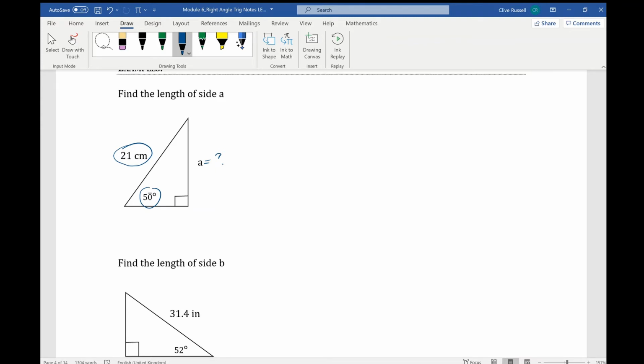Okay, the second thing was the Pythagorean theorem. Now the Pythagorean involved 3 sides. We need to know any 2 to find the third. Is that the case here? Do we know 2 sides? No, we don't. We only know 1 side, so the Pythagorean theorem is out.